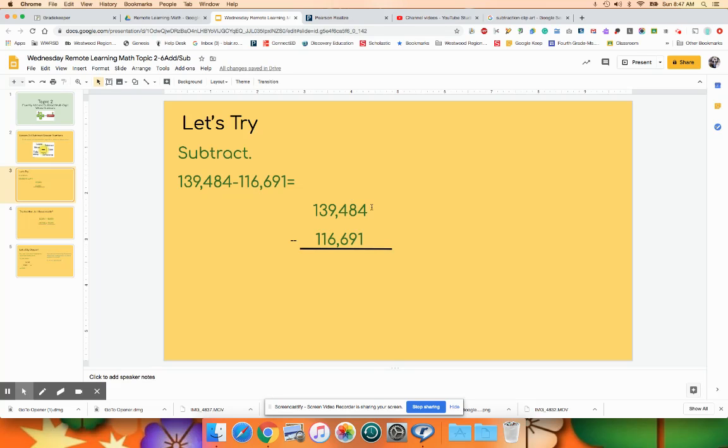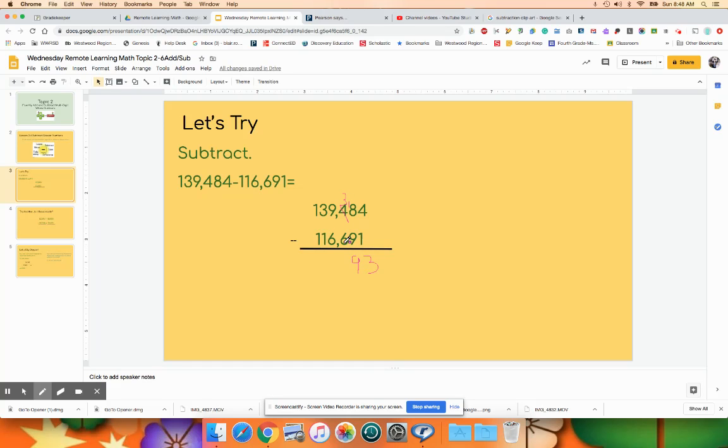So ones place. 4 minus 1, we know, is 3. Using pink. 8 minus 9, I can't do. If I have 8, I can't take away 9 from it. So I'm going to go to my next digit over, and I'm going to borrow. So I'm going to cross out the 4, and it becomes a 3. I borrowed 1, so I'm going to bring it over to the 8, so that becomes 18. 18 minus 9 gives me 9.